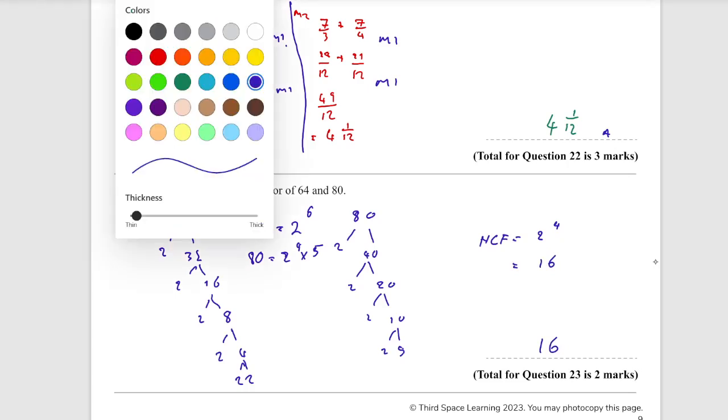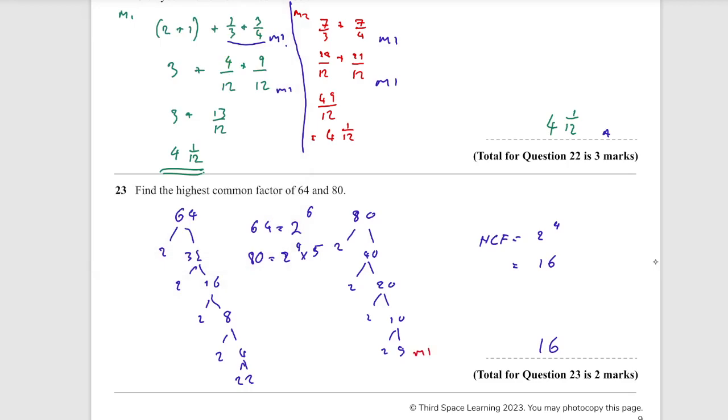Okay, and marks for that then, we are looking at M1 for factors of 64 or 80 listed, or factor trees. So we've got M1 and then A1.